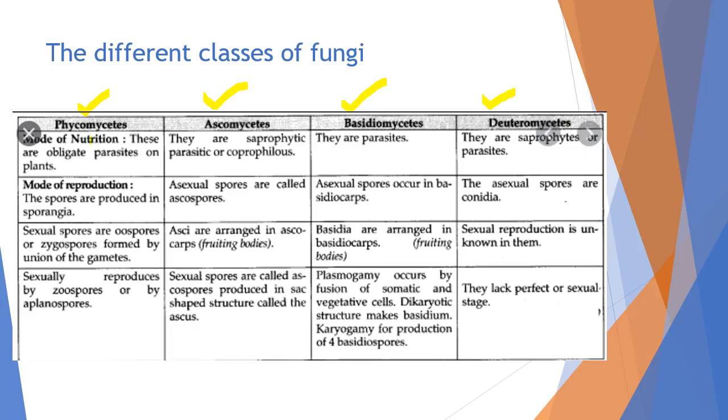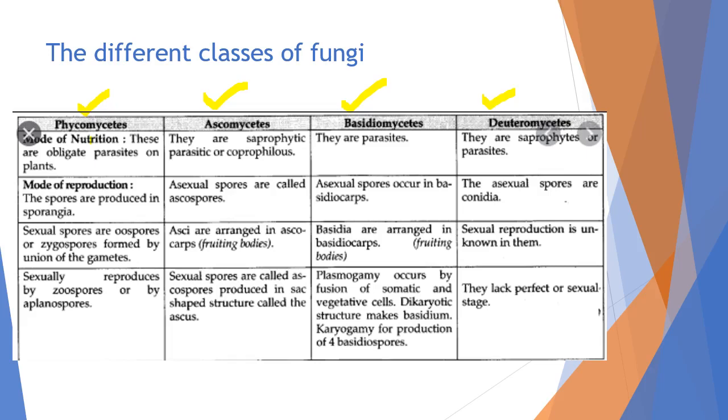Okay, so for the Phycomycetes, the first one is mode of nutrition. These are obligate parasites on the plants. Ascomycetes, they are saprophytic, parasitic, or coprophilous. The word meaning of coprophilous, I think it's something new for you. The fungi that grows in cow dung. Clear?